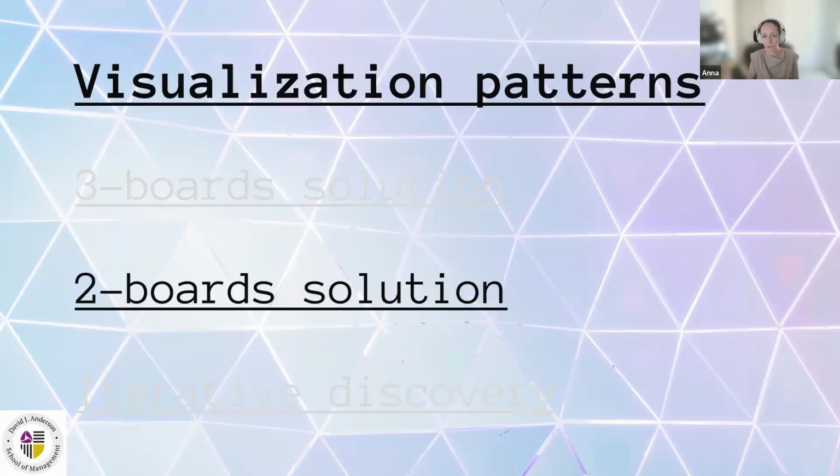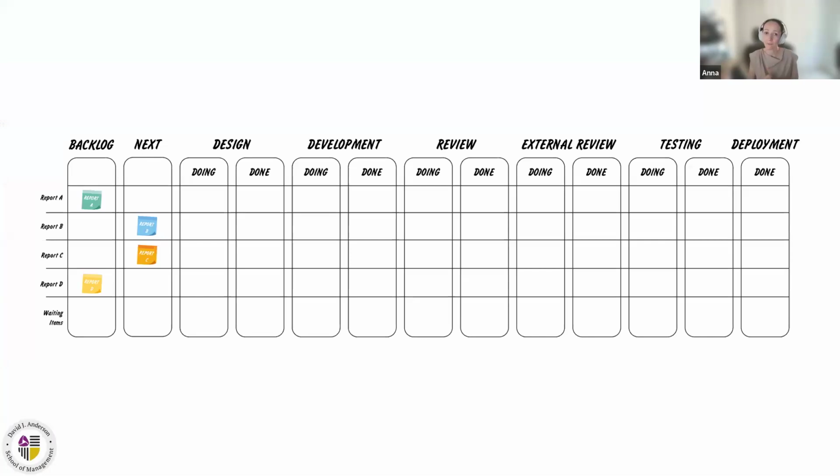The second one, two-board solution. Another example: I've been involved in work on a fixed project, which was delivered using SDLC, System Development Lifecycle, sorry, Software Development Lifecycle. There were some steps of this work that were predefined by SDLC, and we had our small team delivering the work. You can see the initial design of this delivery process with backlog, next, design, development, review, external review, testing, deployment. And that was the process.